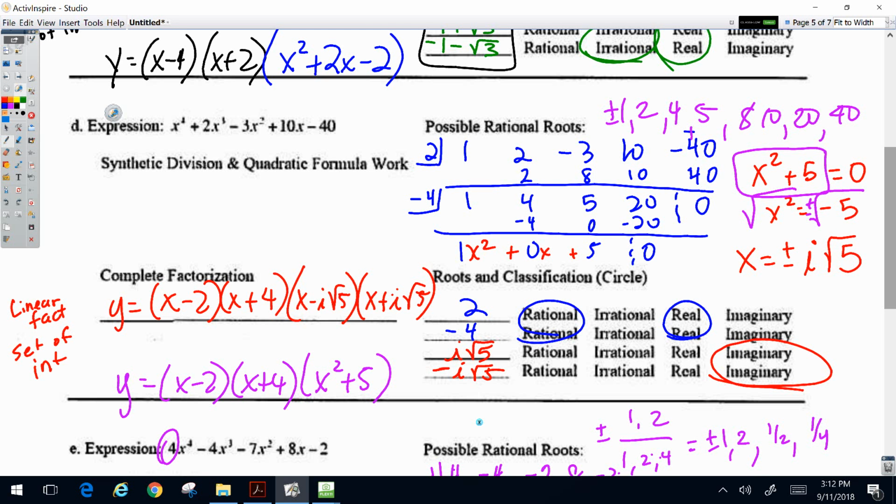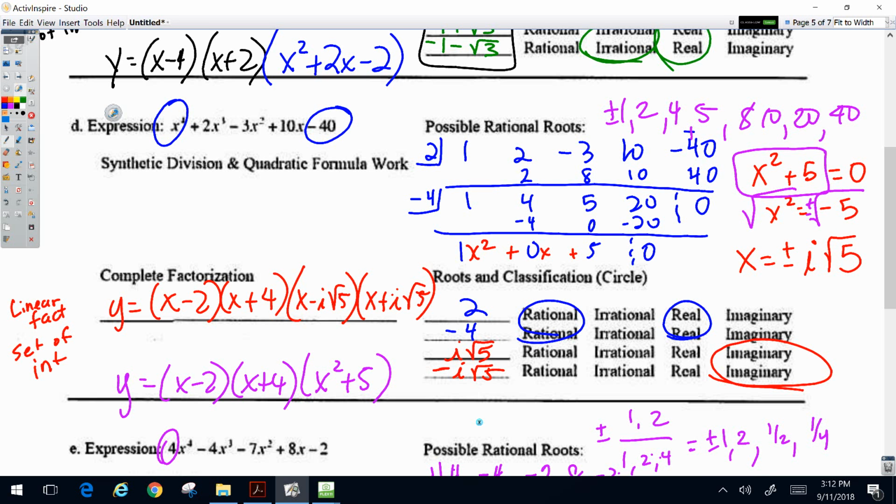All right, so this one, we look at our leading coefficient or our constant, and we list all of our possible rational roots. So everything that can divide into 40. 1 and 42 and 24 and 10, 5 and 8. That's all of them. Then we look at the calculator.